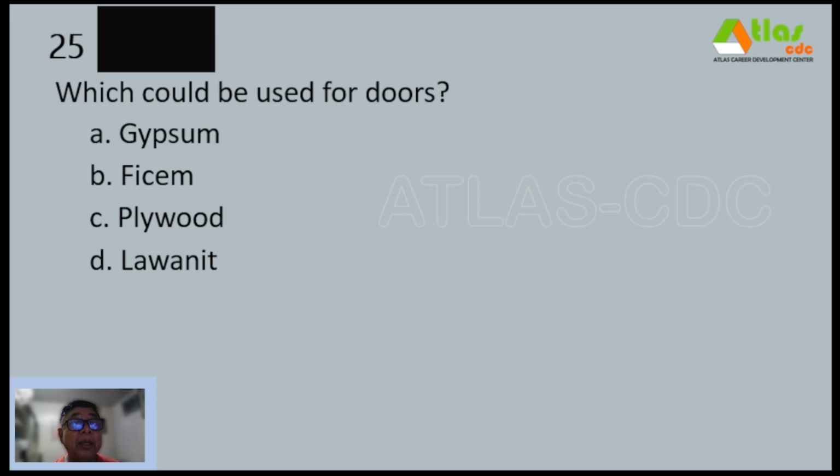25. Which could be used for doors? A. Gypsum, B. Fisem, C. Plywood, and D. Lawanit.